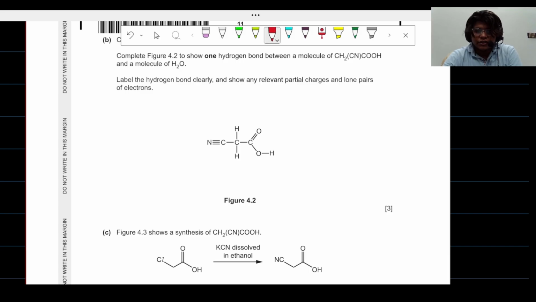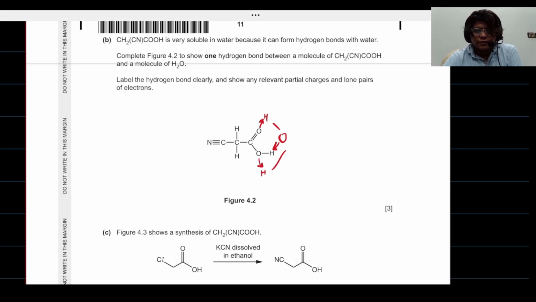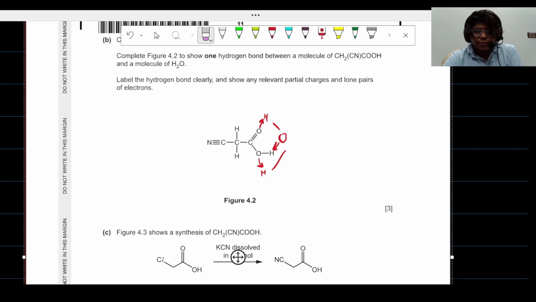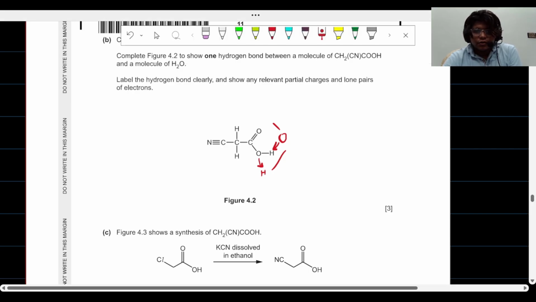So we have two H's and one oxygen, right? So this would be something like this, right? So you will have a lone pair from here, and this would be having a lone pair from here. So this shows your hydrogen bond, right? After this, not with this, because this is not the OH bond, only with this, right? So this would be your hydrogen bond.